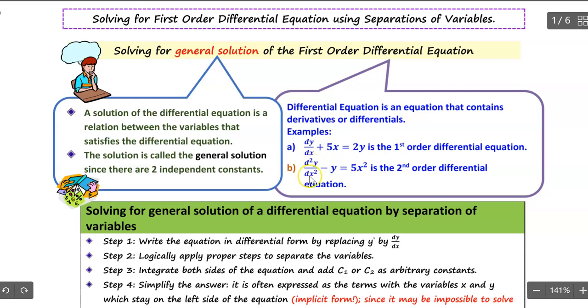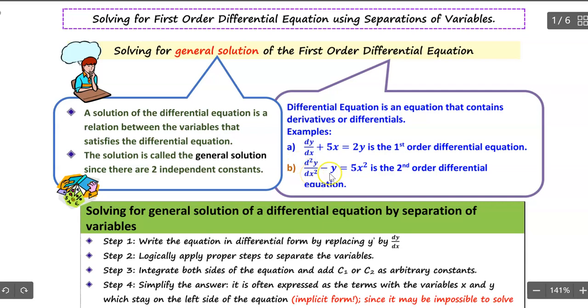d squared y over dx squared minus y equal to 5x squared is a second order differential equation. So a first order differential equation involves the first derivative, and a second order differential equation involves the second derivative.